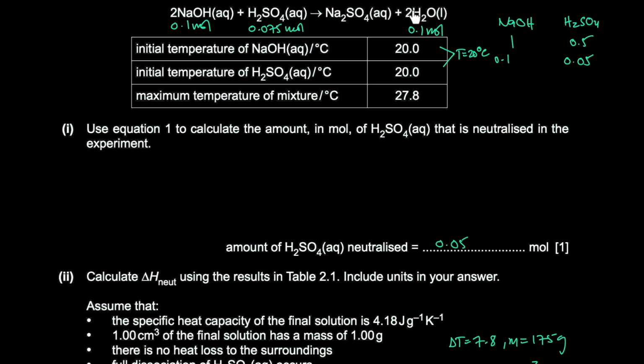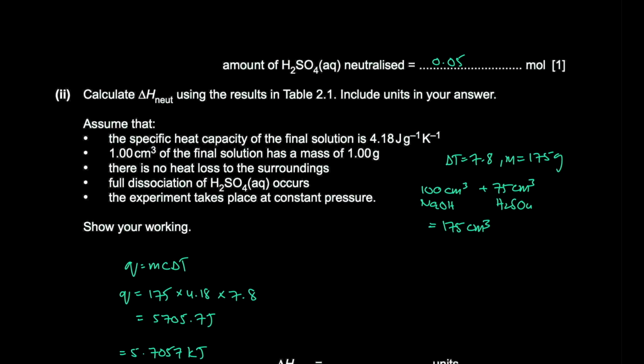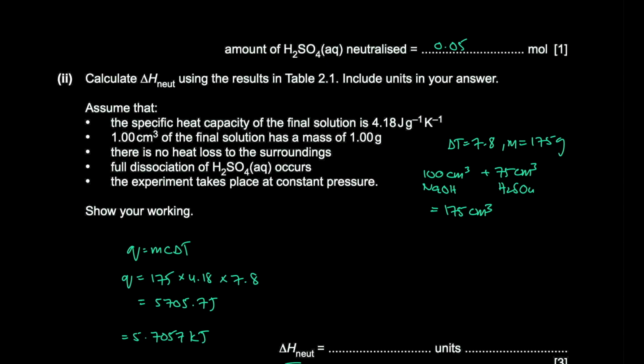We're going to have double the moles of water. 0.1 moles of sodium hydroxide reacts, and we get the same number of moles of water, so we get 0.1 moles of water. We want to find the enthalpy change per mole of water, so we can say that delta H is equal to negative Q over n, where n is the number of moles of water and delta H is the enthalpy change of neutralization.